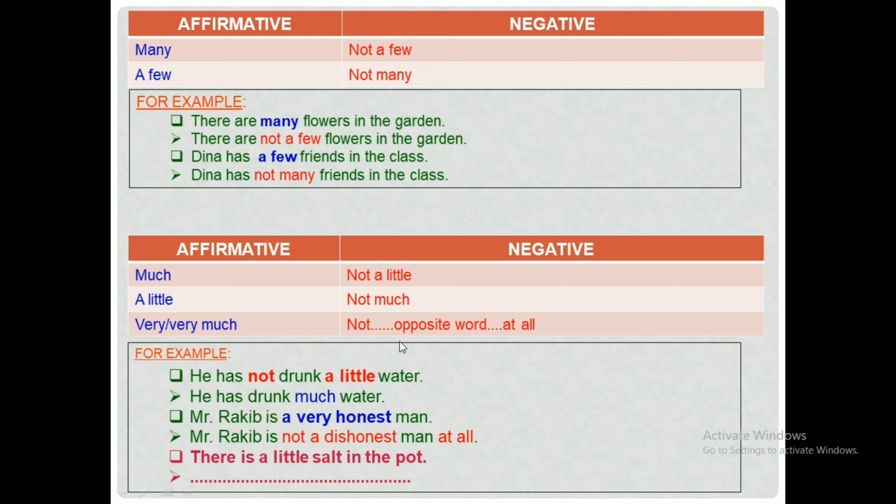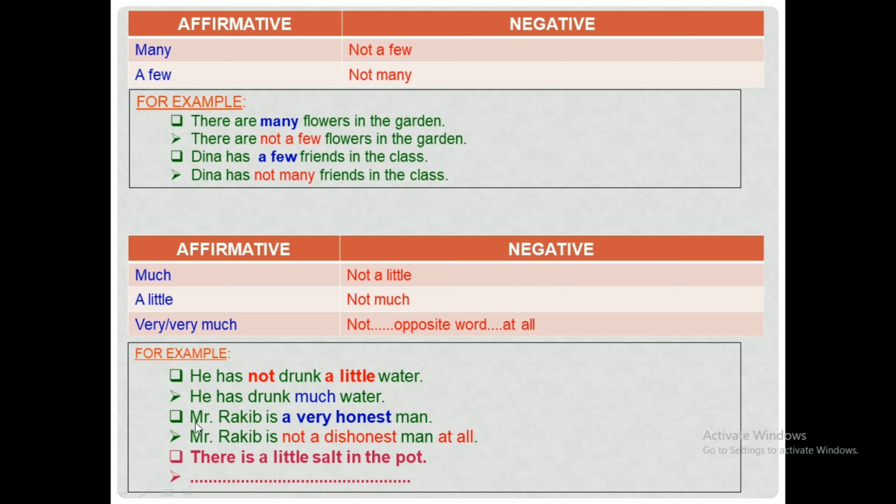The first example, he has not drunk a little water. Here the sentence has been given in the negative form. We have to transform it into affirmative. So, not a little এর পরিবর্তে আমরা মাস্ট শব্দটি ব্যবহার করেছি। আমাদের উত্তর দাঁড়িয়েছে he has drunk much water.